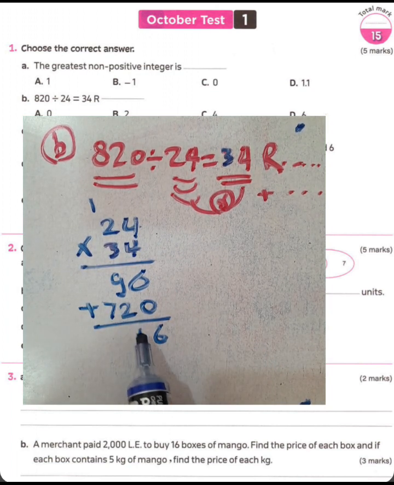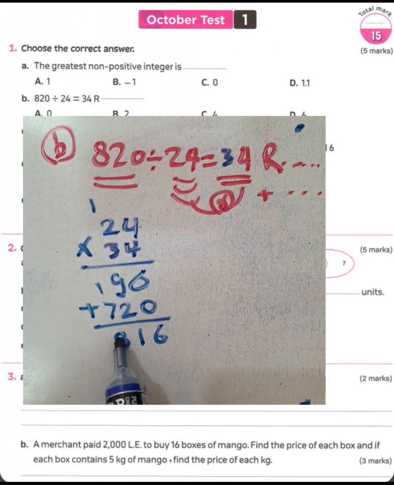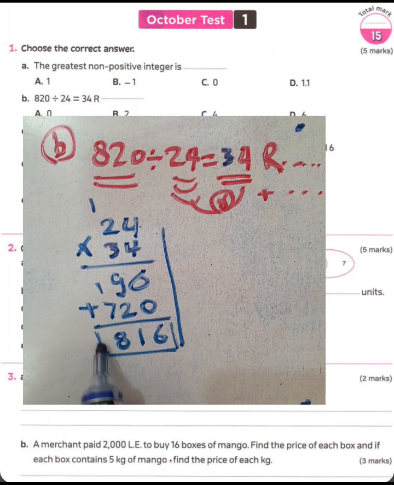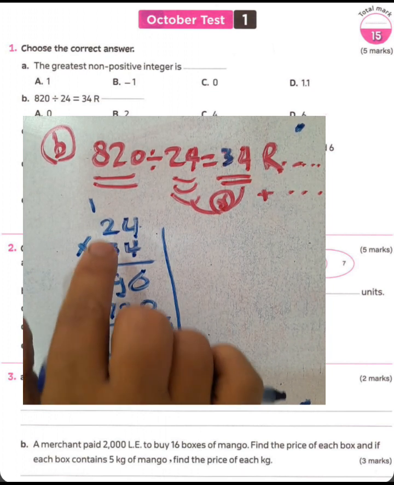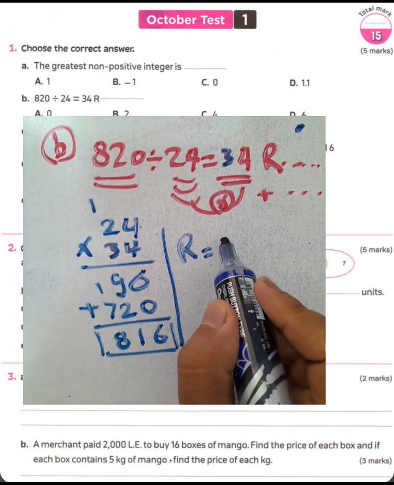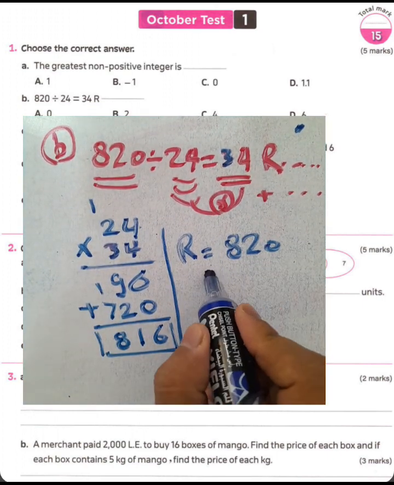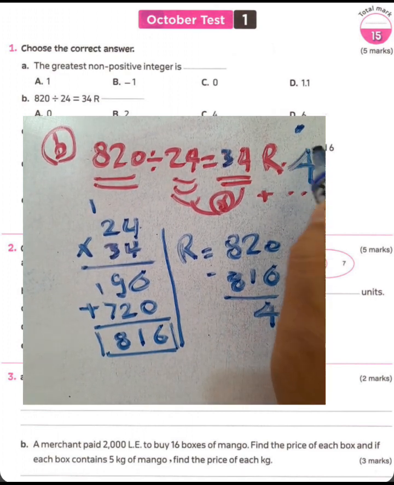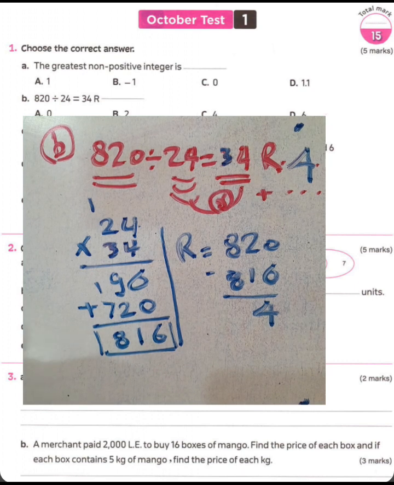9 plus 2 equals 11, write 1 and carry 1. 7 plus 1 equals 8. Then the product of the two numbers is 816. You can count from 816 to 820 to find the remainder. The remainder equals 820 minus 816, the difference is 4, so the remainder here is 4.